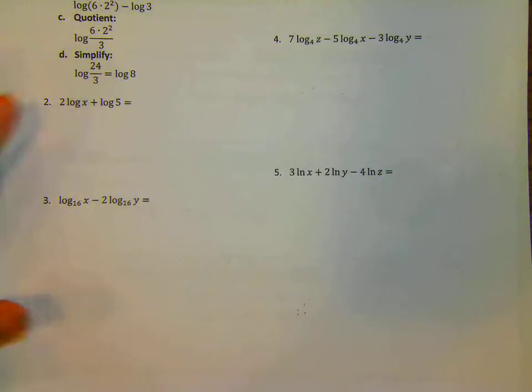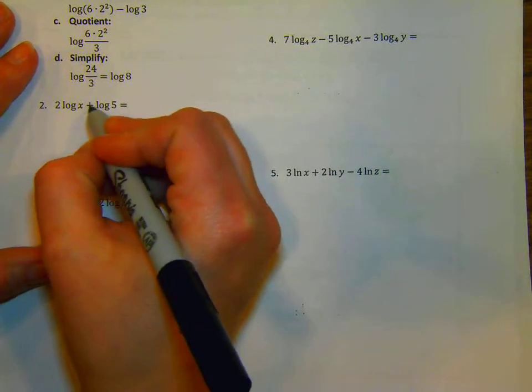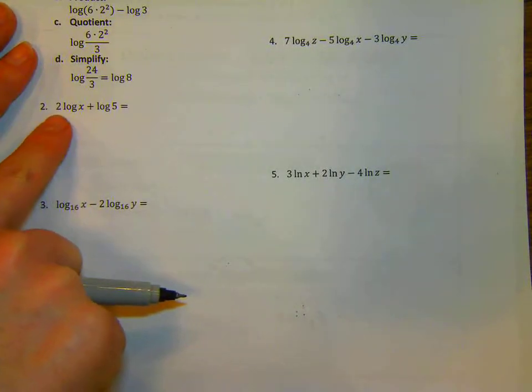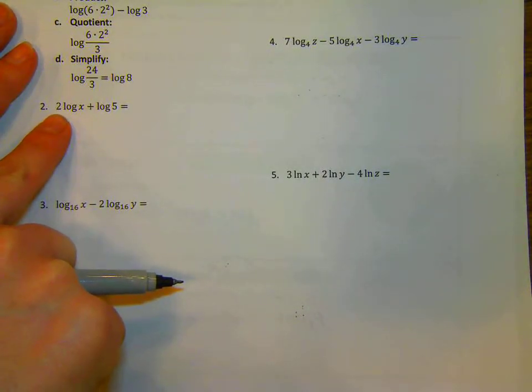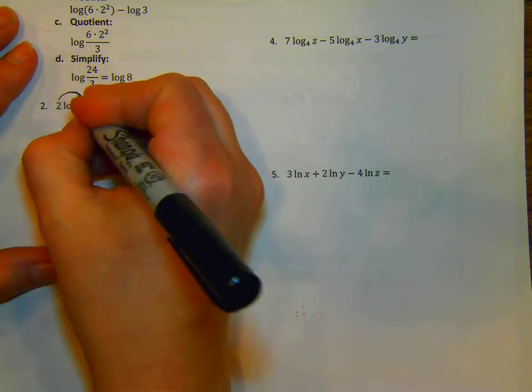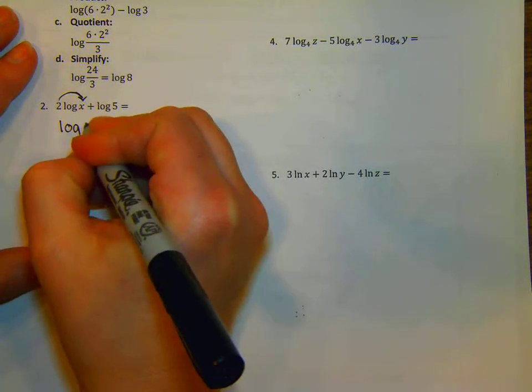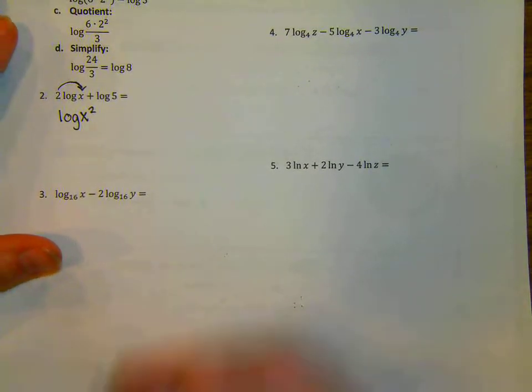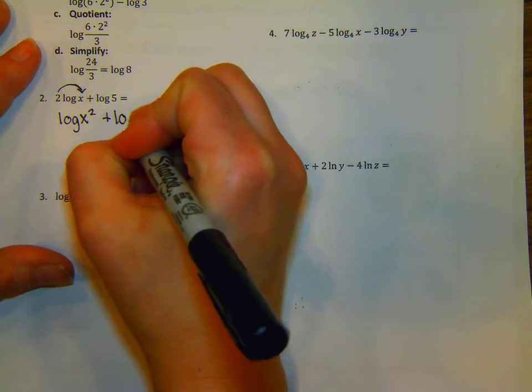So, for instance, if you take a look here, you want to do any powers first. You know there's a power when there's a number or a variable in front of the log. So I'm going to do this first. So log x squared is really what that is. It's log x squared plus log 5.